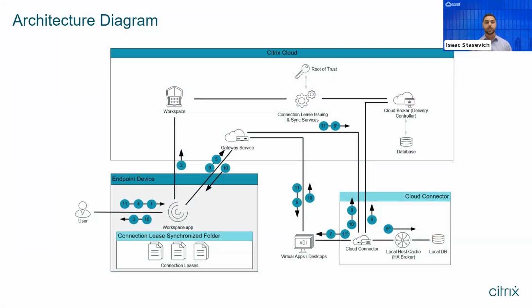From a high level, I just wanted to speak to the fact that we have our endpoint device here on the bottom left. We can see those connection lease files are synchronized to the endpoint device through the workspace app. We also support browser-based access, which we'll talk about in a bit. We have the connection lease issuing and sync service, which is what's going to distribute those connection lease files to the endpoint device, with the root of trust keeping it secure. Then we're going to broker all of our connections through the cloud connector and be able to overcome any issues with the Citrix broker with that localhost cache database on the cloud connector as well.